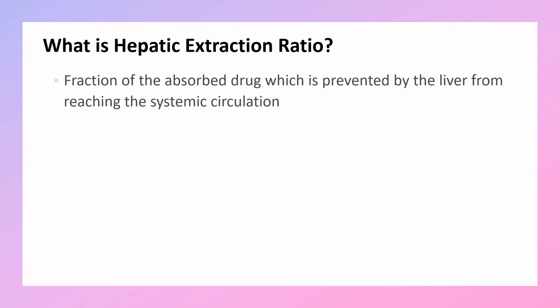Now let us come to what we mean by the hepatic extraction ratio. Hepatic extraction ratio means the fraction of the absorbed drug which is prevented by the liver from reaching the systemic circulation. As you can see from the name, hepatic extraction, who is extracting the drug? Obviously the liver is extracting the drug. So it is the liver that is ultimately preventing the drug from reaching the systemic circulation, and the fraction of that drug is the hepatic extraction ratio.